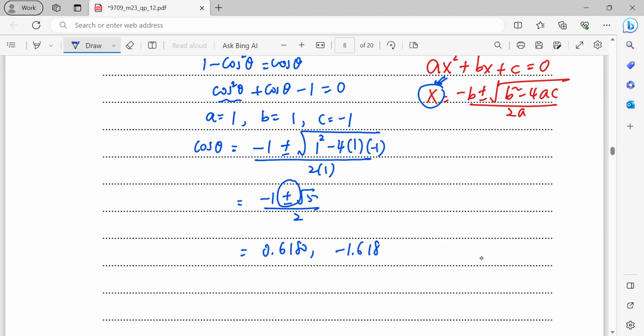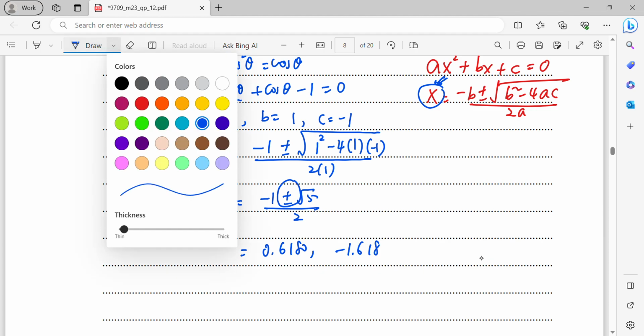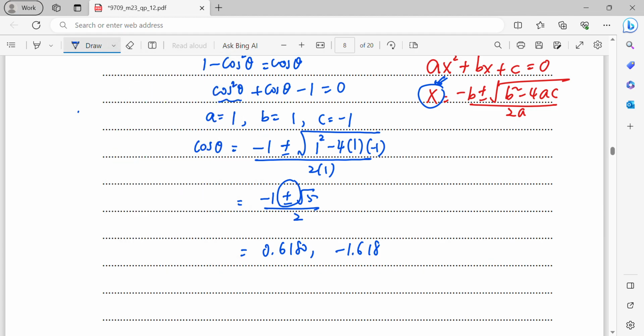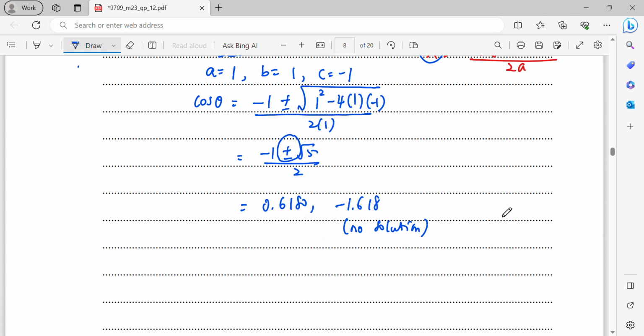Now, we know that cos theta maximum is 1 and minimum is minus 1, which means the second one is no solution. It is not defined, because cos theta must be between negative 1 and 1. So this is outside the range. So now my cos theta is 0.6180.